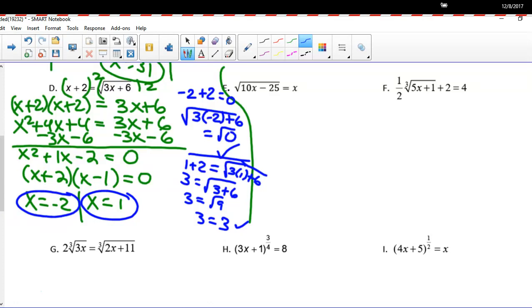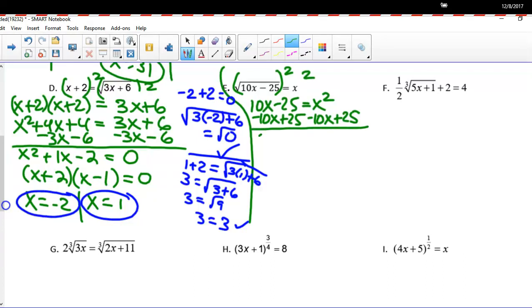All right, let's go to E. We're going to square both sides. So 10x minus 25 equals x squared. Subtract over, add over. 0 is equal to x squared minus 10x plus 25. And we factor this.